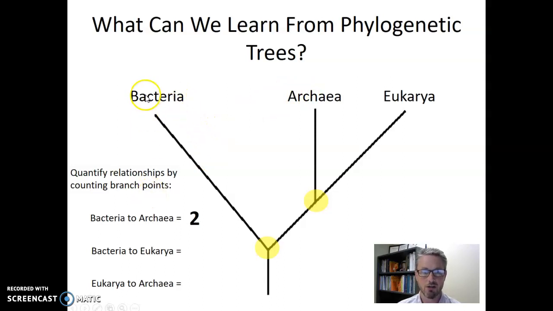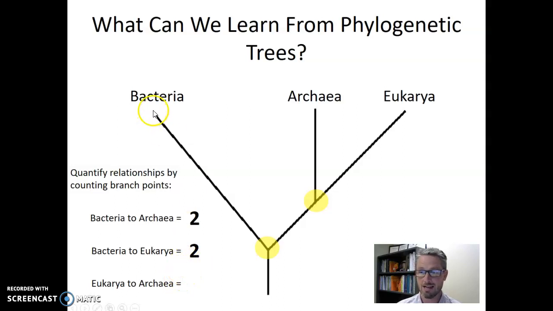So again, bacteria to eukarya. Bacteria, we'll start there, trace backwards, one branch point, two branch points. You count it even if you don't change directions. If it's a branch point, count it. So that's our second one. And we get to eukarya. So bacteria and eukarya also have a relationship of 2 based on this tree.